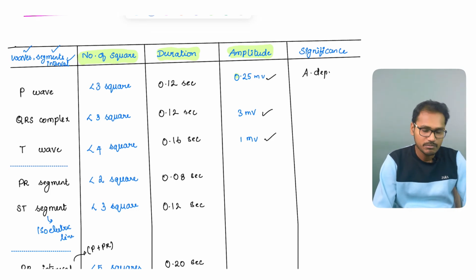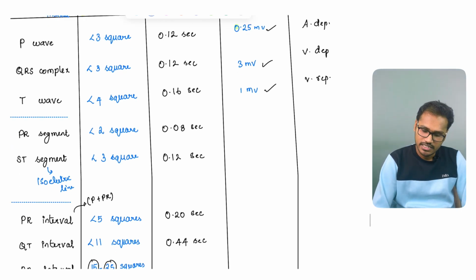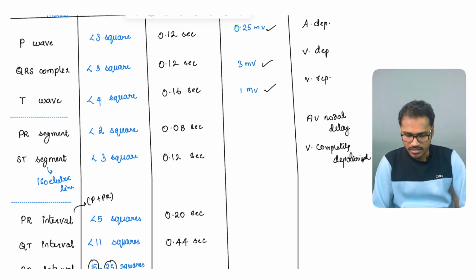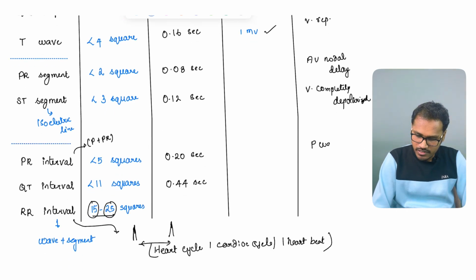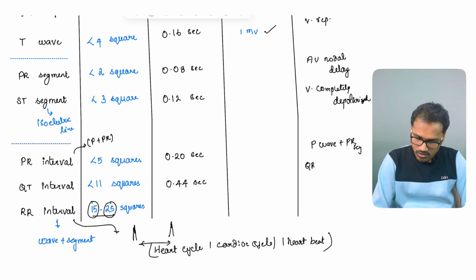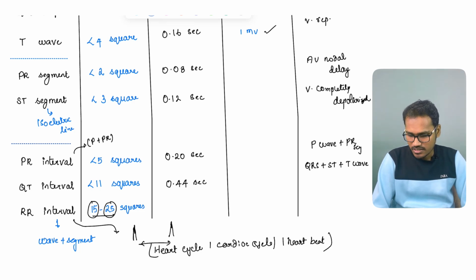Now coming back to the significance, the P wave is atrial depolarization, QRS is ventricular depolarization, and the T wave is ventricular repolarization. Then the PR segment indicates the AV nodal delay. This we have already discussed. Then the ST segment indicates when the ventricle is completely depolarized. This we have discussed in detail in the PQRST wave generation; you can go back and see the video to understand it better. Then the PR interval includes the P wave plus the PR segment, whereas the QT interval encompasses the QRS complex plus the ST segment plus the T wave. Then the RR interval is nothing but one heartbeat.